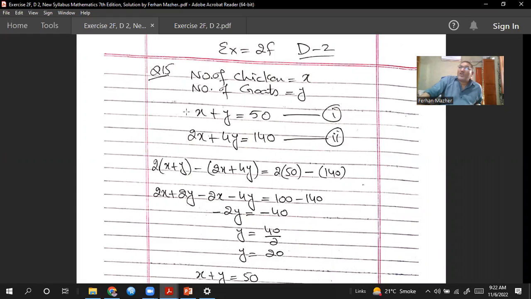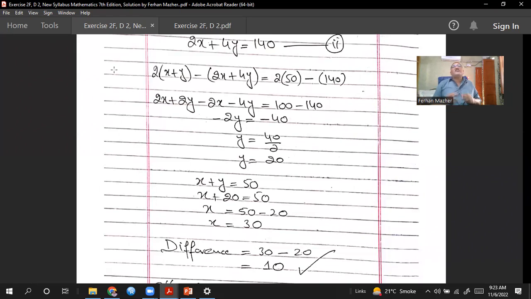The coefficient of x is not the same, so I will multiply the first equation by 2 to make the x coefficient the same. Then I will subtract them. When you subtract, from the left side you subtract the left side, and from the right side you subtract the right side. So 2(x plus y) minus (2x plus 4y) equals 2 into 50 minus 140. So it will be 2x plus 2y minus 2x minus 4y equals 100 minus 140. So minus 2y is equal to minus 40, and minus minus cancel. So y will be equal to 40 divided by 2. So y will be equal to 20.